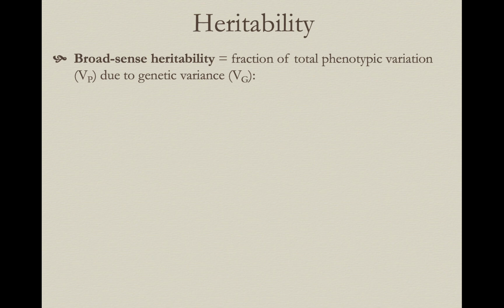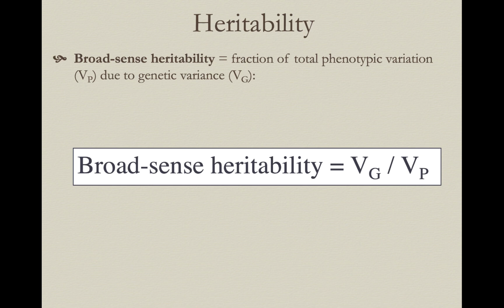Well, one approach is to try to estimate what is called broad sense heritability. This is the fraction of the total phenotypic variation that is due to some genetic determination. So this is the formula for broad sense heritability. What fraction of the phenotypic variation is due to genetic variation?